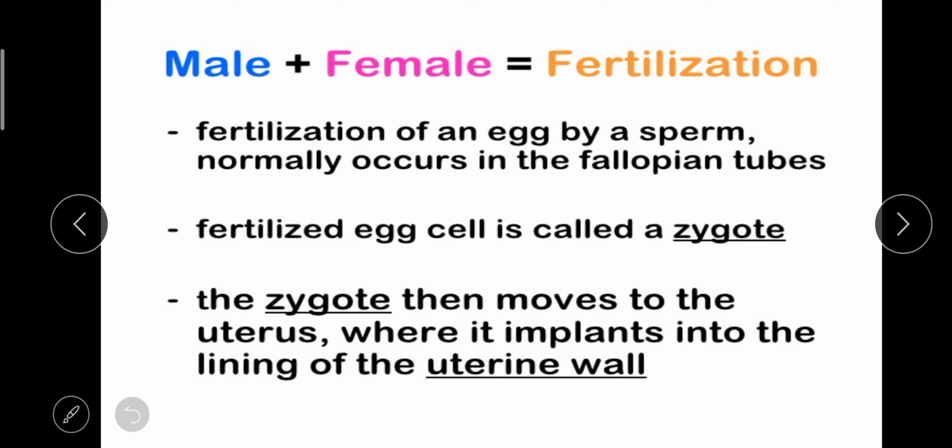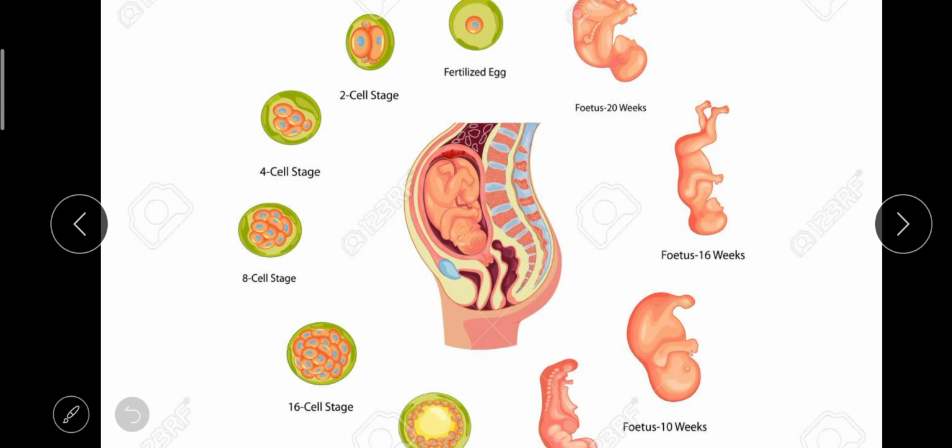So what will happen is, the ovum egg will come, and from the male body the sperm will come, and it will fertilize in the fallopian tube. After fertilization, what it forms is called a zygote. That zygote will move toward the uterus and implant in the uterus.